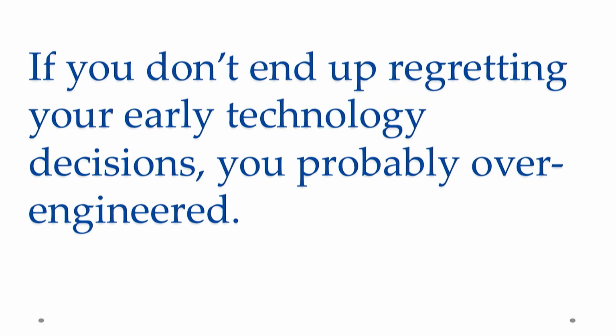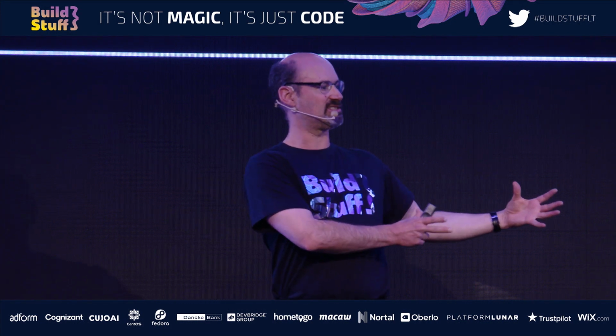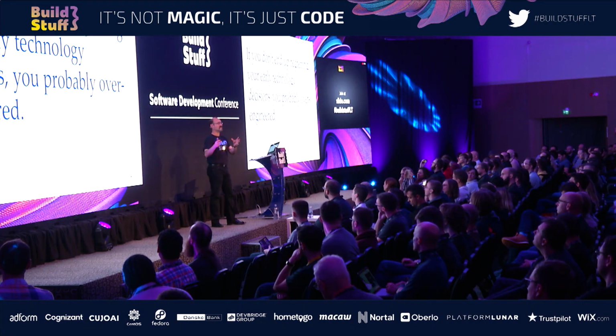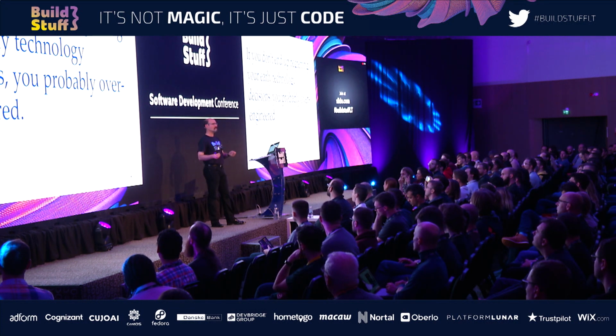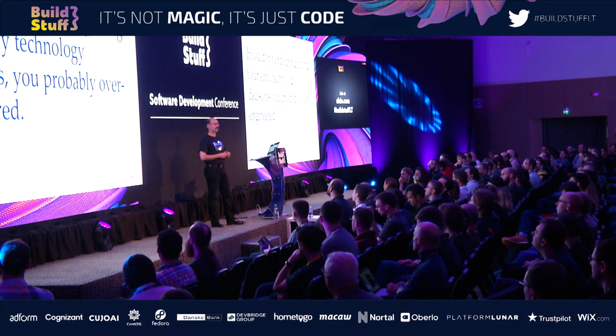The way I like to say it is if you don't end up regretting your early technology decisions, you probably over-engineered. If there was some company that was an Amazon or eBay competitor in 1995 that instead of building a successful business on a terrible piece of monolithic software, instead built some distributed system and didn't focus on their business, there's a reason why we've never heard of them.